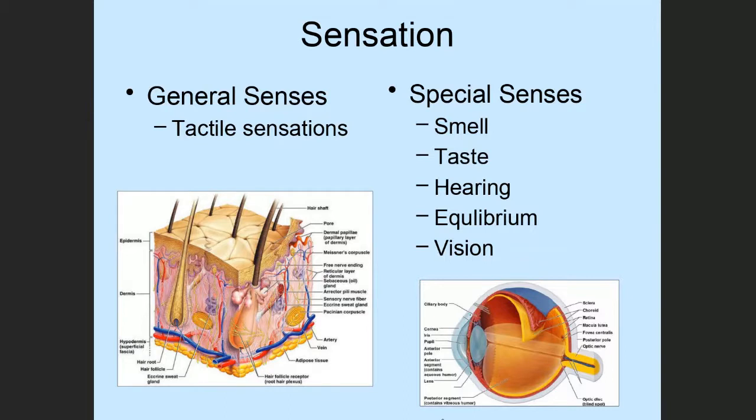The other type of sensation are what are known as the special senses. The special senses have receptors that are much more complicated than the general senses do. And what we see with the special senses is that the receptors really are more like sensory organs. So they're made up of multiple tissue types. They've got some complexity to their structure. The special senses include smell, taste, hearing, what's known as equilibrium, which is kind of our body's ability to detect posture and balance and those kinds of things. And then vision is considered to be a special sense as well.